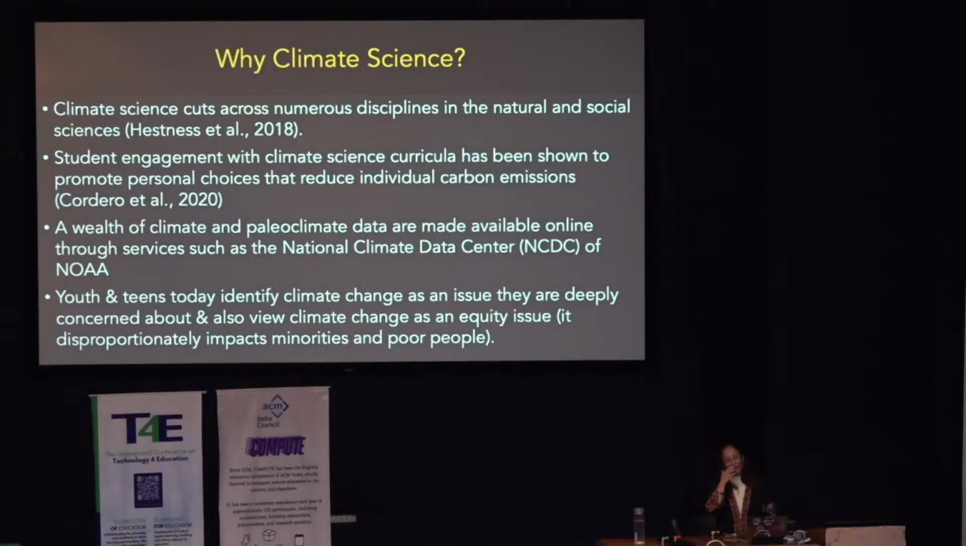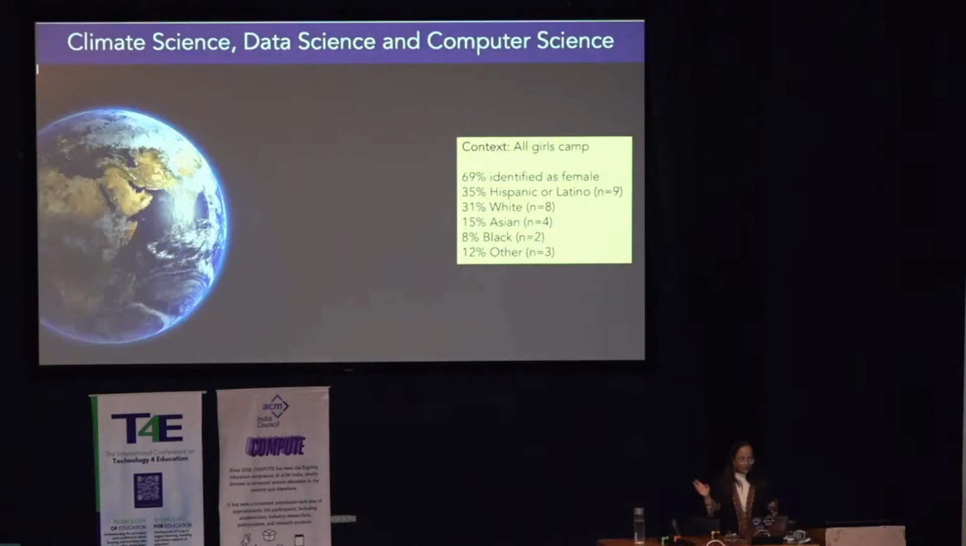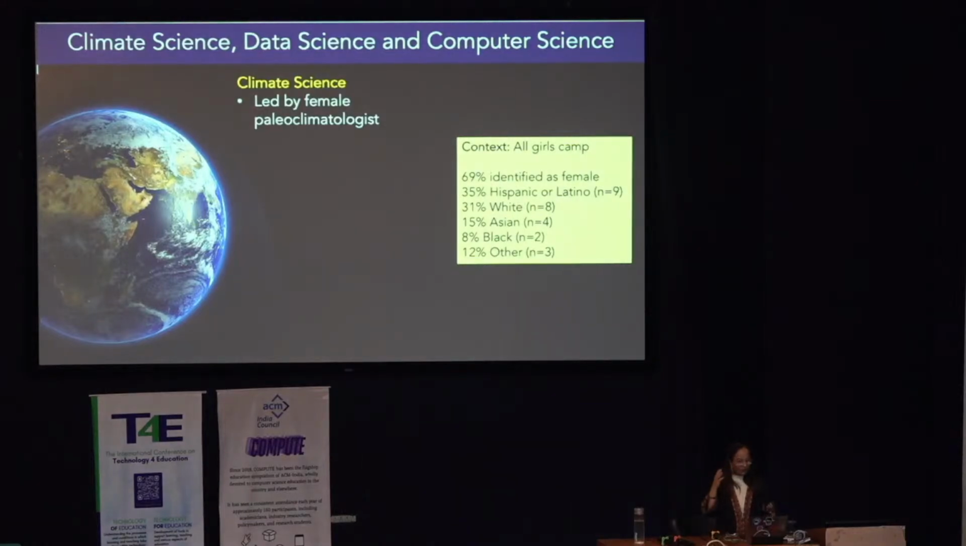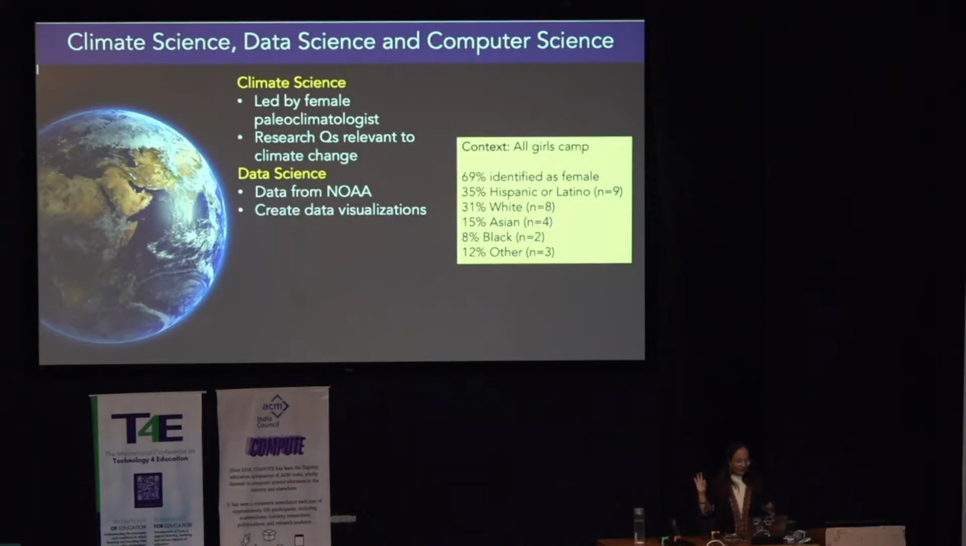Climate science is, of course, a wonderful topic to engage students because they feel very vested in this idea. Youth and teens today are deeply concerned about the planet we are leaving for them. And there's a lot of available data. I'm sure in India too, you would probably have data sets that you could access from the climate data around here. So we basically brought in a female paleoclimatologist who started the whole project with research questions, brought in data science elements. NOAA is the National Oceanic Atmospheric Agency in the US.